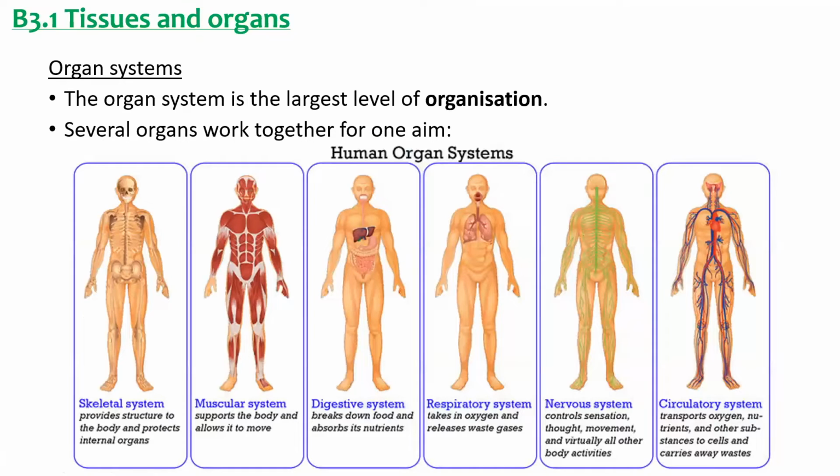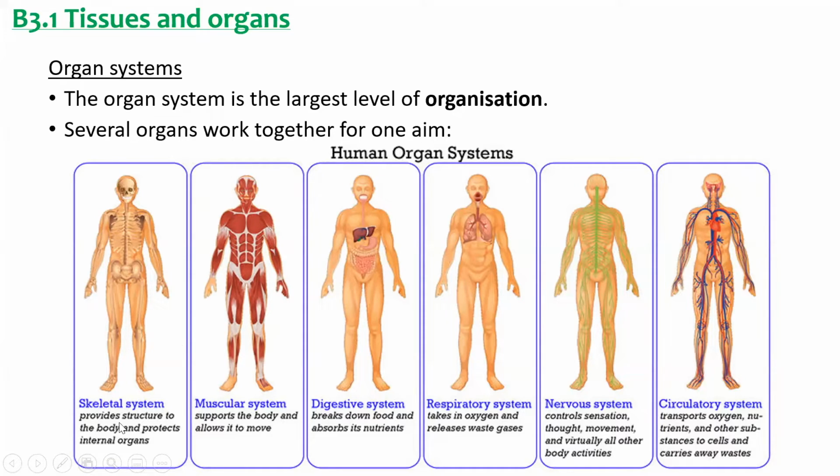Okay, organ systems. So we get onto a system here. So it's the largest level of organization. So we had cells, a tissue, an organ, now we've got an organ system. Yeah, that's why I had that slide, didn't I? Because it gets a little bit confusing.